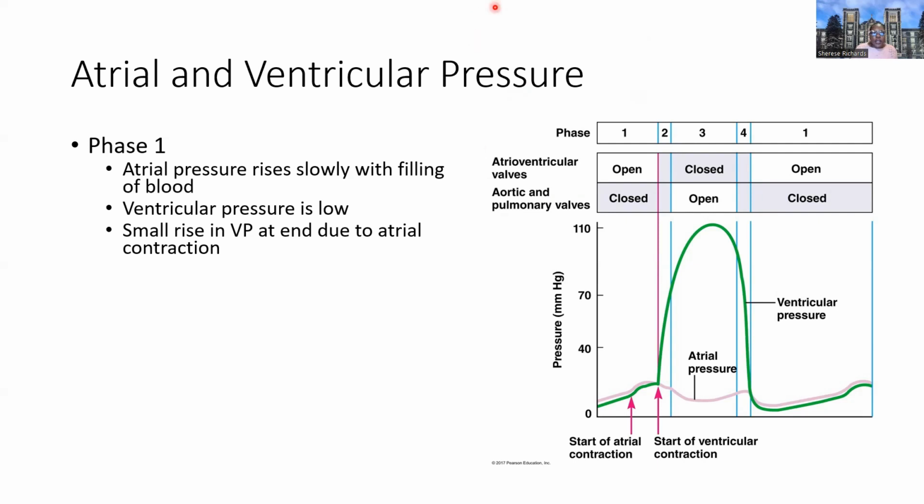All right. So let's look at the atrial and ventricular pressures and how those are changing. So in phase one, the atrial pressure is rising slowly with the filling of blood. Okay. The ventricular pressure starts low because there's not yet enough blood in that chamber. And then there's a small rise in the ventricular pressure due to the atrial contraction.